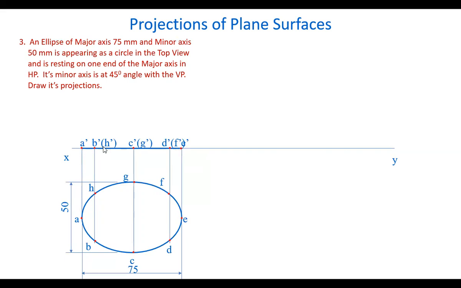Now, this is a 75 mm long line. This 75 mm long line, that is the major axis, should become 50 mm only. That is, it has to be the length of a diameter of the circle, which is equal to 50. Why 50? Because the minor axis is 50. So the major axis also becomes 50 mm. That's why it appears like a circle. So this is making a surface angle with the HP.